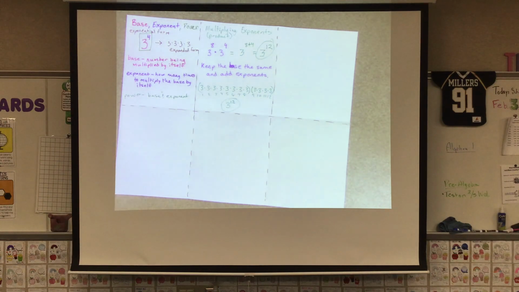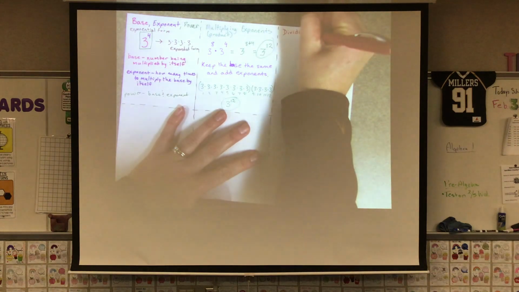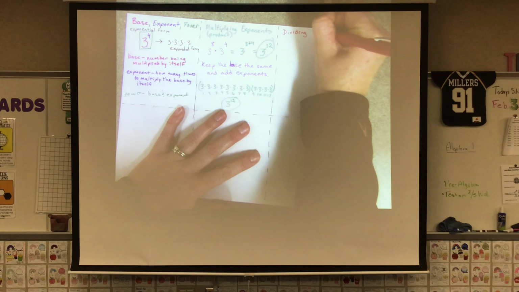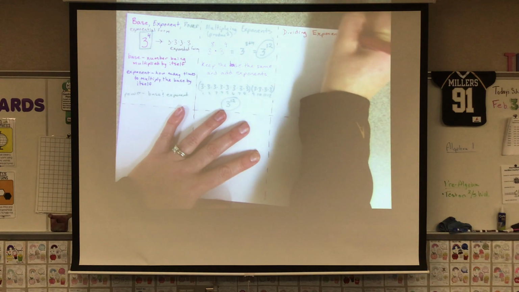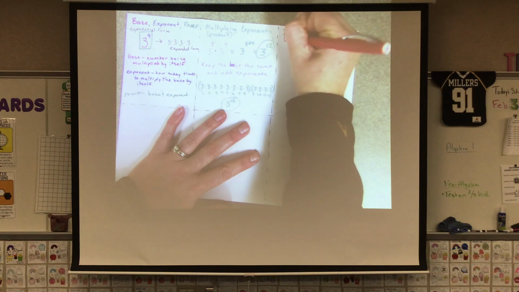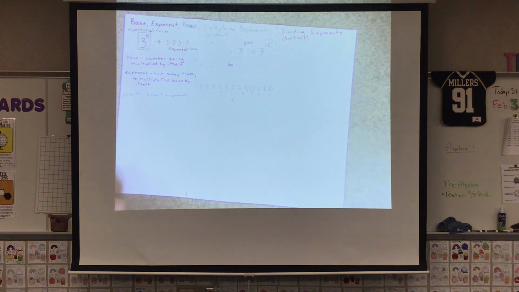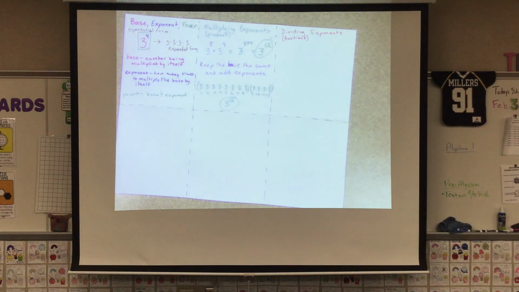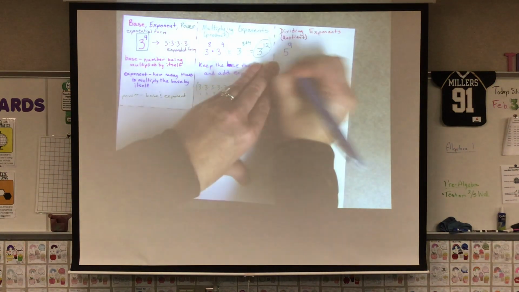Now we're going to move on to dividing with exponents. Sometimes they will call this the quotient rule. Alright, so when we are talking about dividing with exponents, what we are going to be doing is we will take our exponents.